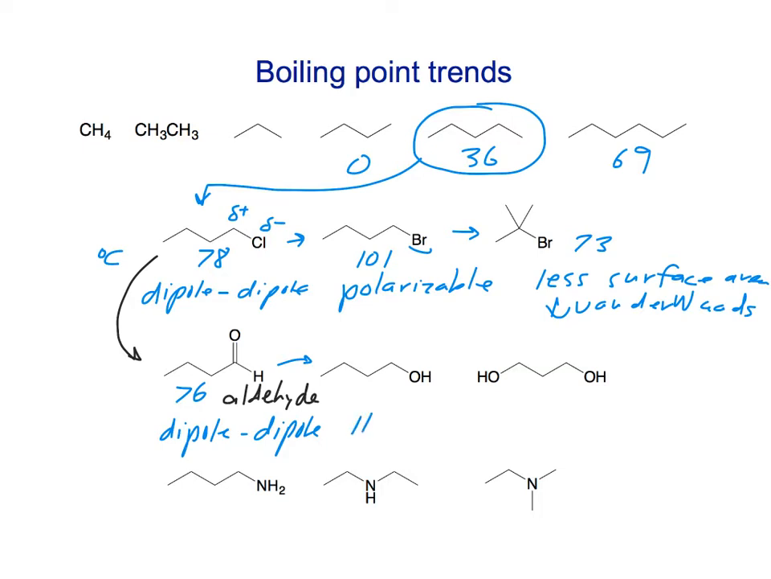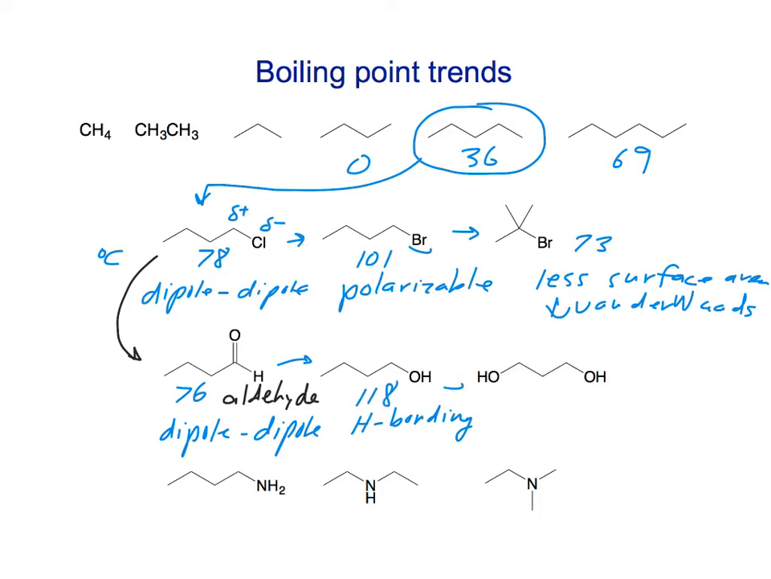Well, at this point, we've added a new type. We've added hydrogen bonding, right? Because the OH can have hydrogen bonding. And so we should expect then we have a stronger intermolecular interaction. The boiling point should go up. And the boiling point does jump up to 118 degrees.